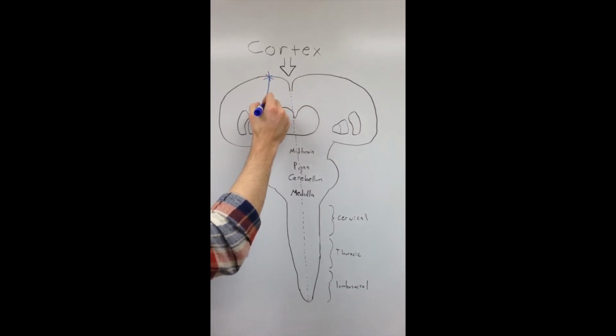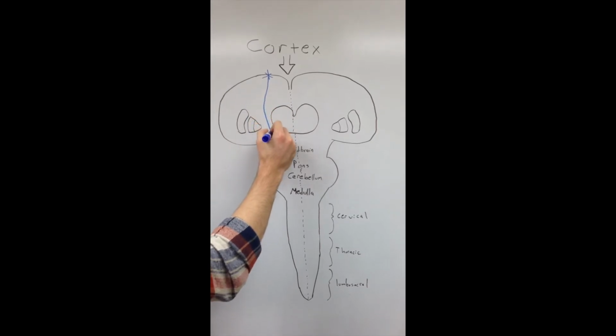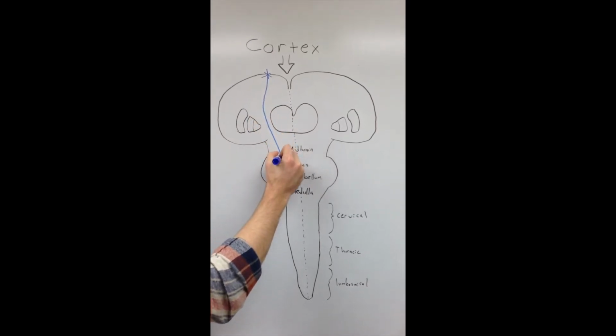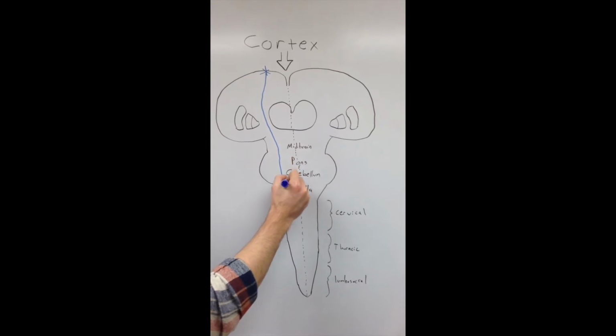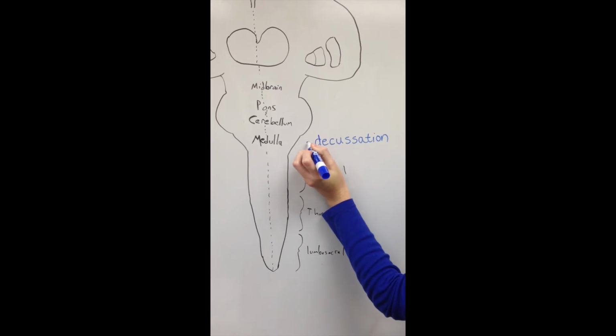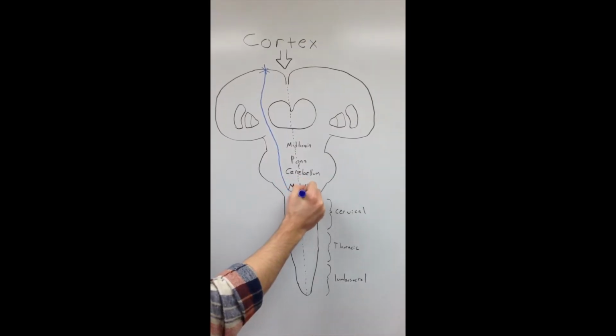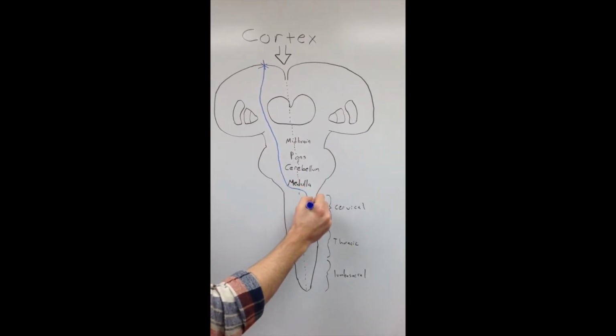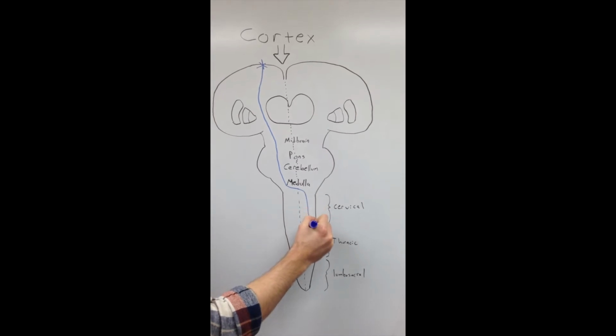After they pass through the internal capsule, they will then go to the crus cerebri through the midbrain. Axons cross to the opposite side in the decussation and become the corticospinal tracts in the lateral part of the spinal cord. They then synapse with the locomotor neurons in the spinal cord and control the distal muscles.